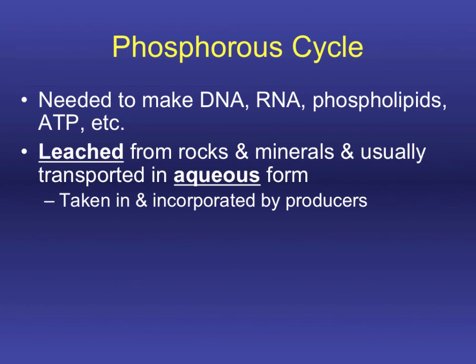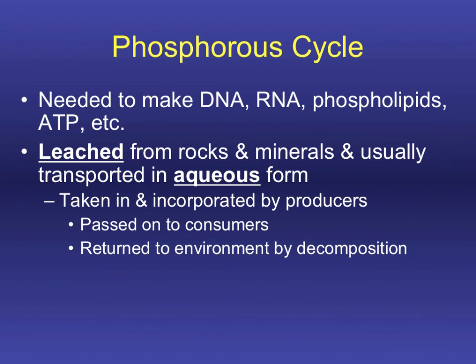Phosphorus, in addition to nitrogen and potassium, are three of the most limiting factors for plants. If you buy fertilizer, in fact, it's going to have some amount of phosphorus, some potassium, and also some nitrogen, some ratio. So it's definitely something plants need. And from there, like we've seen before with everything else, the phosphorus can be passed on to the consumers.